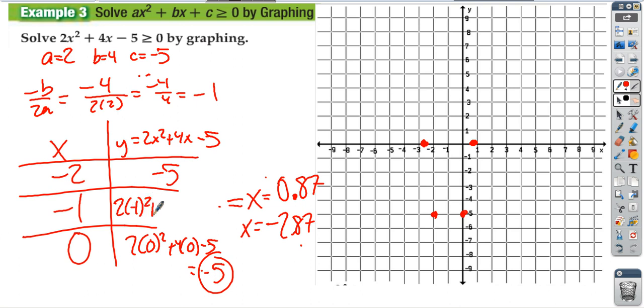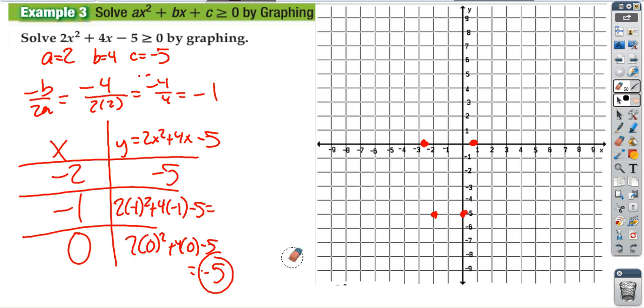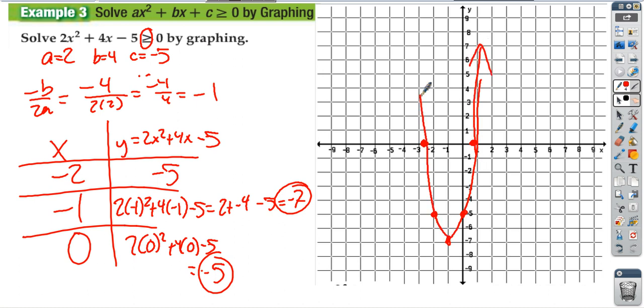2 times negative 1 squared plus 4 times negative 1 minus 5 equals, and let me clear off some space here. This is going to be 2 plus negative 4 minus 5, that's negative 7. So (-1, -7) is right here. Should this be a solid or dotted line? It should be solid because that's greater than or equal to. So we'll connect these dots right here, and our parabola is going to look roughly like this. Remember that this is x equals 0.87 and this is x equals negative 2.87.